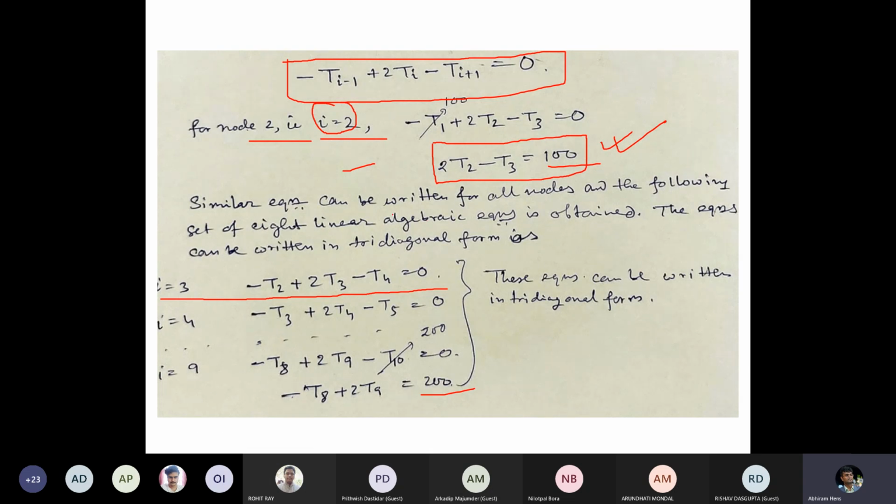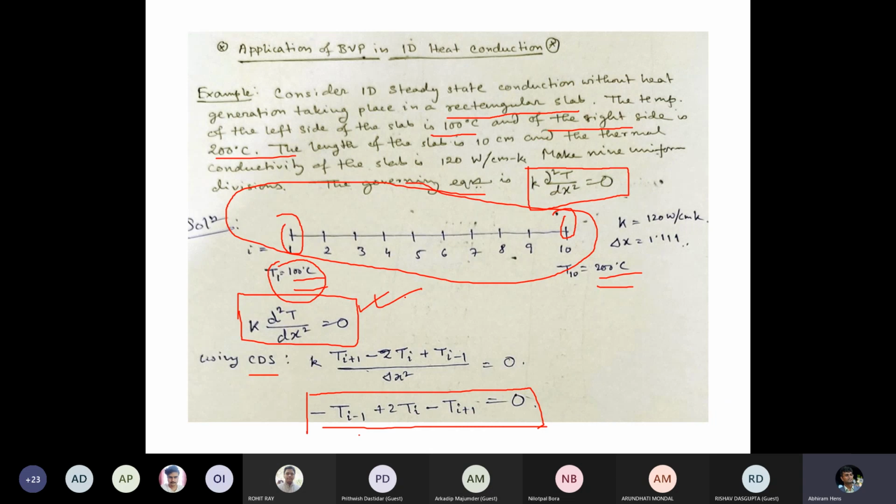Now you can apply either Gauss elimination or Thomas algorithm or Gauss-Seidel method to solve it, so that you will get all these T2, T3, these unknown variables, and that means you can find out the temperature at each point. So this is the most simple CFD problem with heat conduction, where one rod is taken and the two ends are kept at 2 different temperatures, and I am trying to calculate the temperature at all the intermediate points.